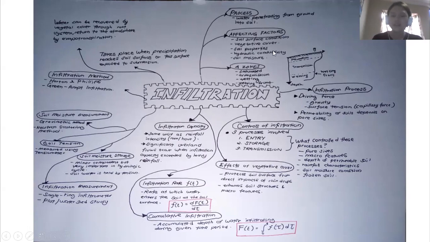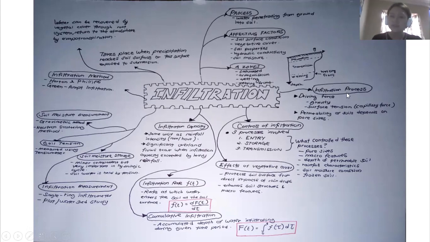There are a few factors that affect this infiltration process, which include soil surface condition, vegetative cover, soil properties, hydraulic conductivity, and soil moisture. Inside the soil profile, it is divided into four zones through this infiltration process. The first zone is called the saturated zone. And then next is the transmission zone, followed by the wetting zone, and last but not least is the wetting front.